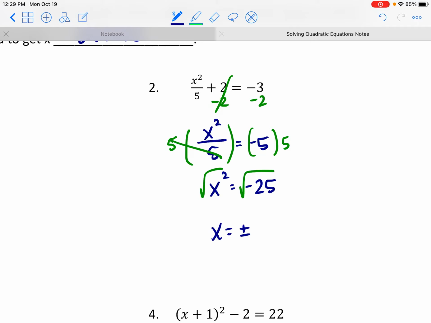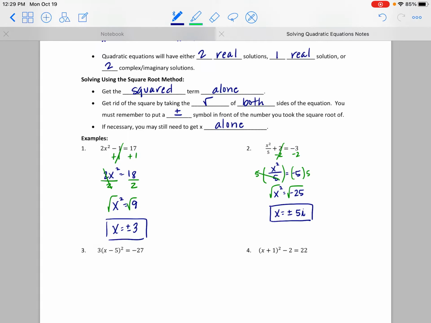And then what do we have for the square root of negative 25? So there's no real number value, but the square root of 25 is 5, and the square root of negative 1 is going to be i. So we have two imaginary solutions here, or complex if you prefer. And that box was really bad. Sorry. Okay, there we go.